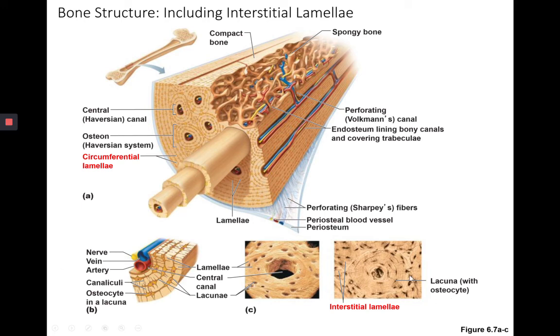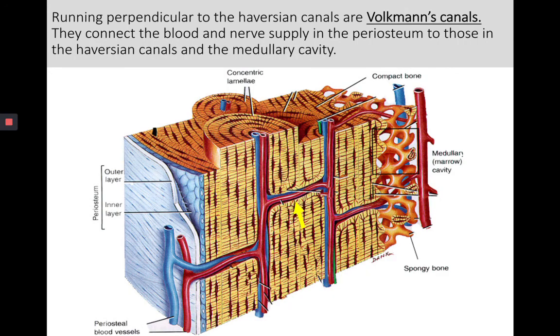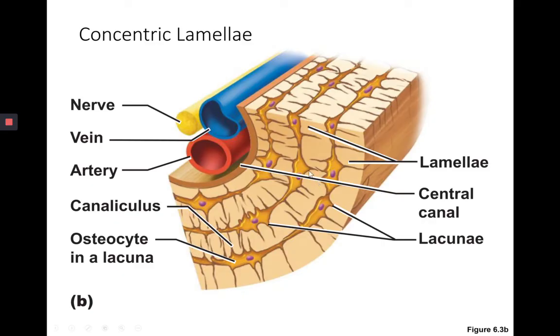Here are just some other views. Here's a good view of the lacunae in the central canal, as well as this image here. Here's another view of the Volkmann's canals. Again, they are going to be perpendicular to the central canals. Here's a close-up view of the concentric lamellae. So they're the ones that surround or make up the osteon, but surround the central canal. Here would be the central canal with its blood vessels and its nerves. And notice where the concentric lamellae meet is where you see the lacunae.